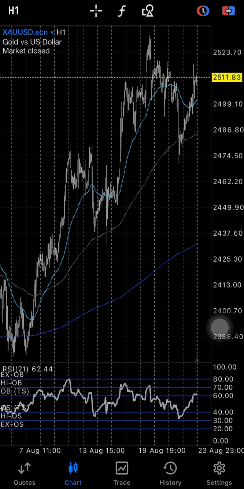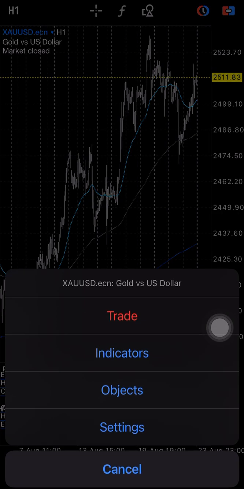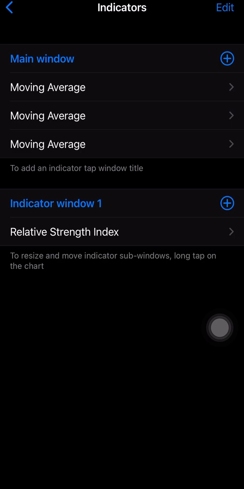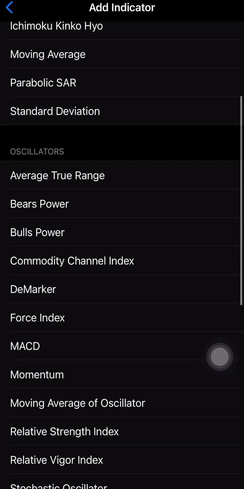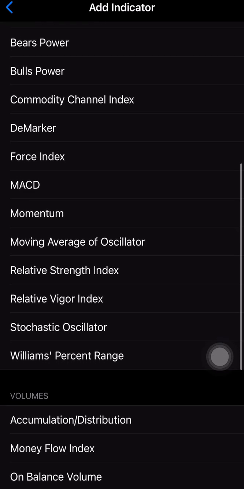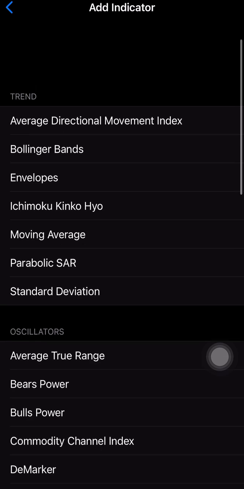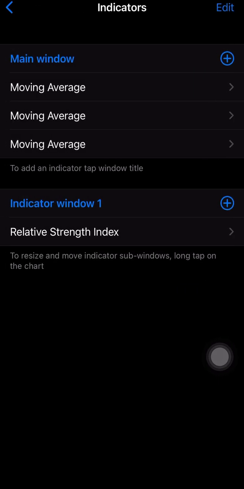So click on the screen, click on indicators, and you can click add, the plus sign. The main window indicators will be on the actual chart, and down here the indicator window will be down there. If you click on indicator window, they have many: Bollinger Bands, the envelopes. You could even put moving averages in the bottom, all of these things. But what's most important to me, what I really like to use, is the relative strength index. But let's start with the moving average really quick.